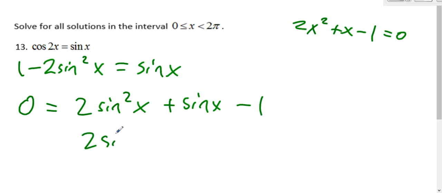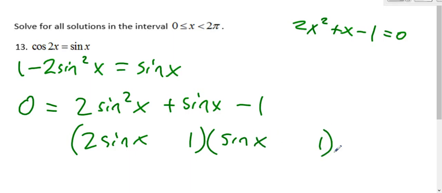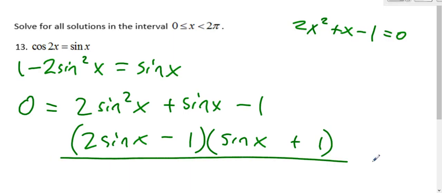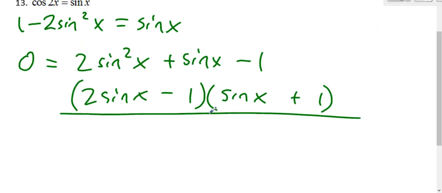So it's 2 sine x and 1, and a sine x and a 1. And you just got to get your plus in the right spot and your minus in the right spot. This would have to be plus, that would have to be minus. So that way you get a positive 2 minus 1 is positive 1. So there it is factored out. Set them equal to 0 to solve it. Move the 1 over.